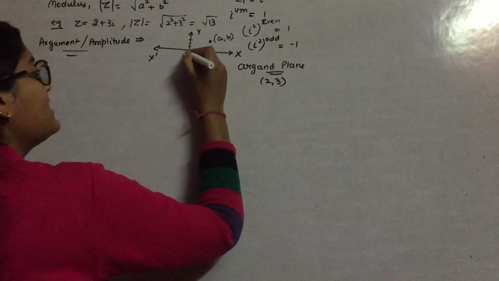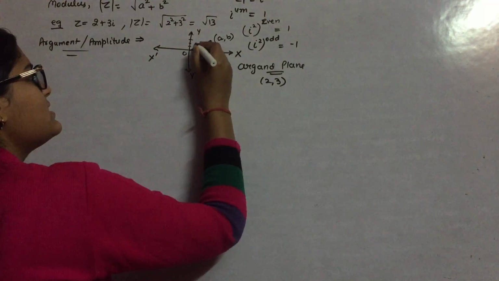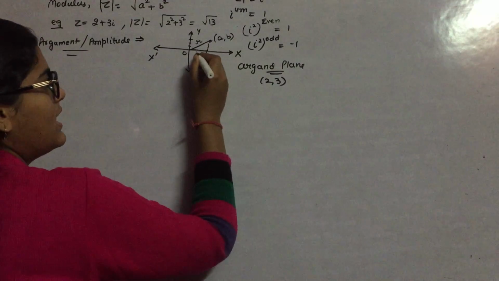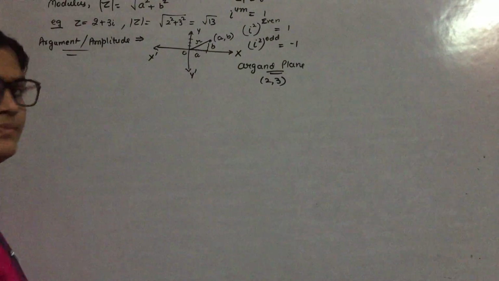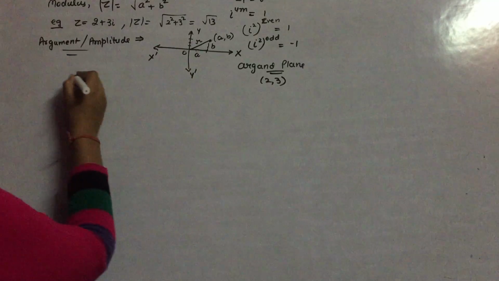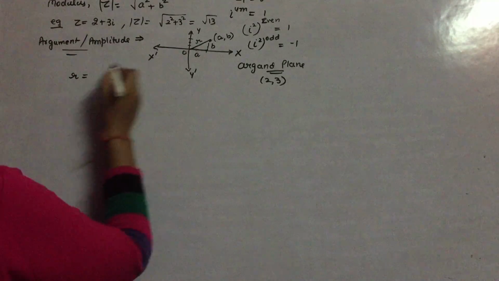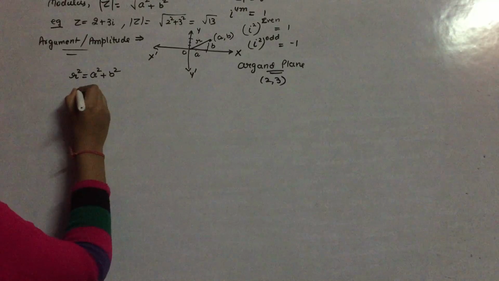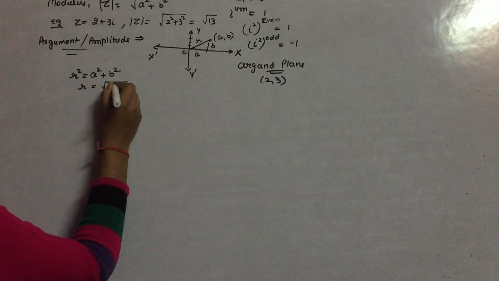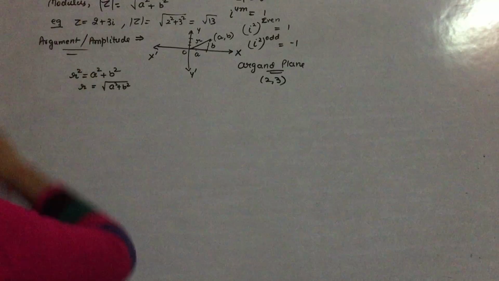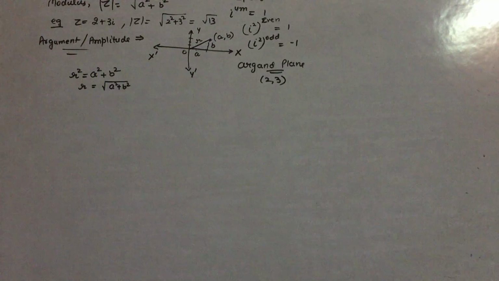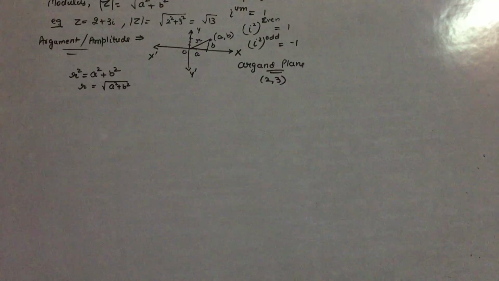Now, let us suppose this is origin O, this distance is R, this distance is a, and this distance is b. Okay? So R becomes the hypotenuse: hypotenuse square is equal to perpendicular square plus base square. So R becomes the square root of a square plus b square. This is the modulus or magnitude of this particular coordinate point, which we have read earlier.